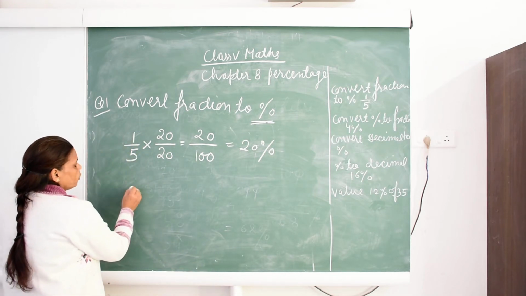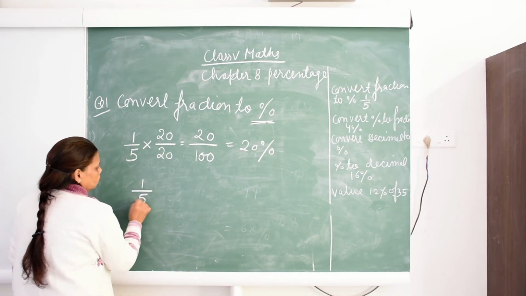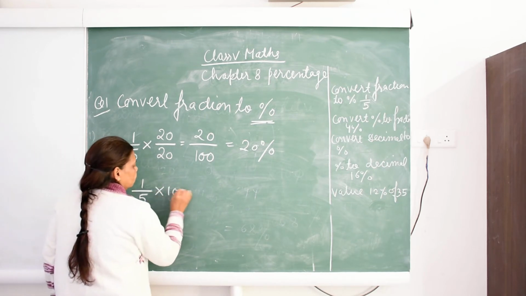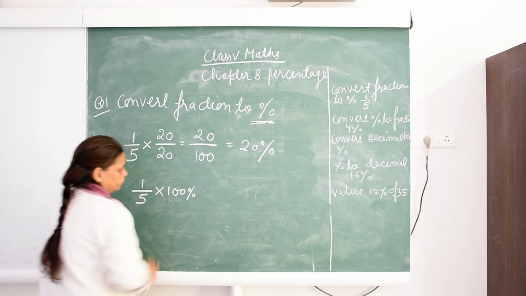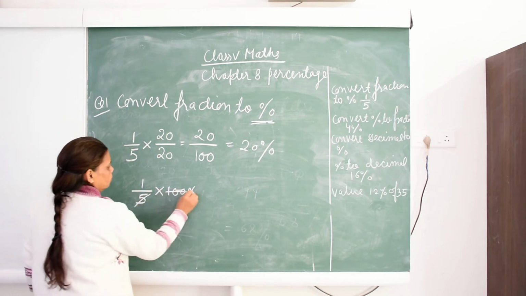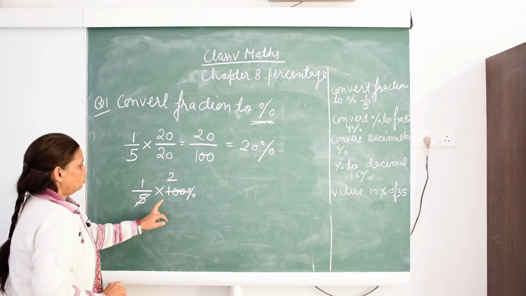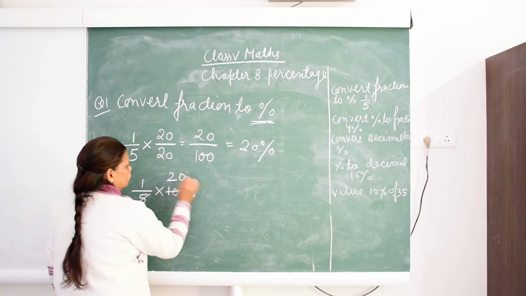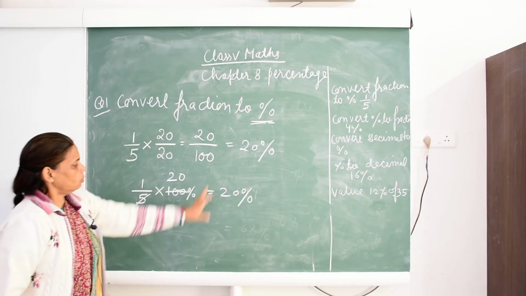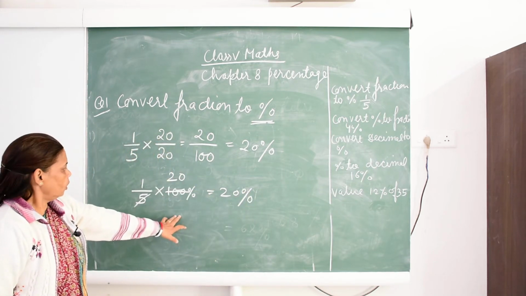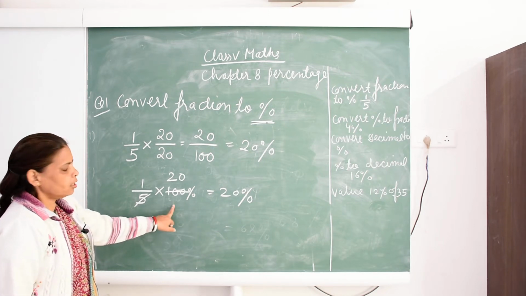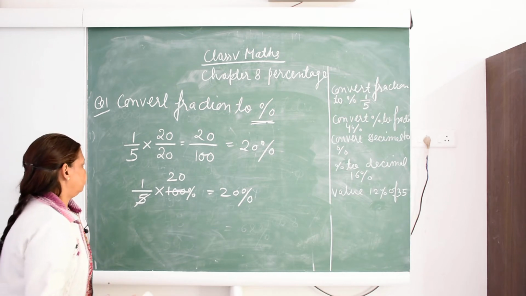Now one more method: 1 upon 5, you directly multiply with 100%. Understand? Now directly convert it, 5 twos are 10 and 0. So 20%. You can apply any one method. If you apply this method, this is better for you.